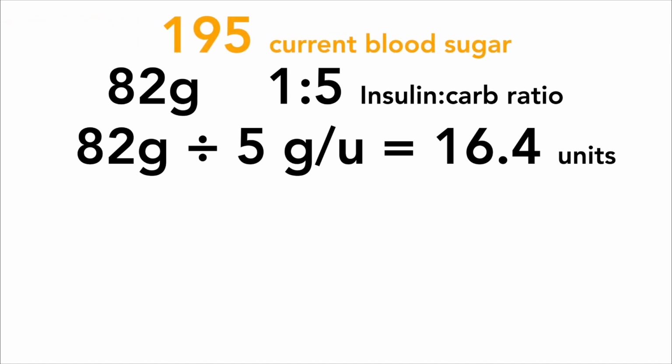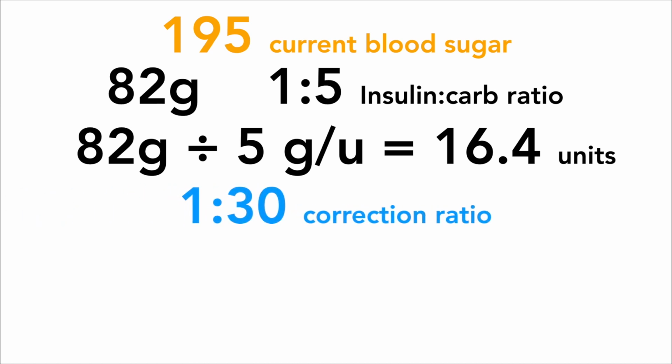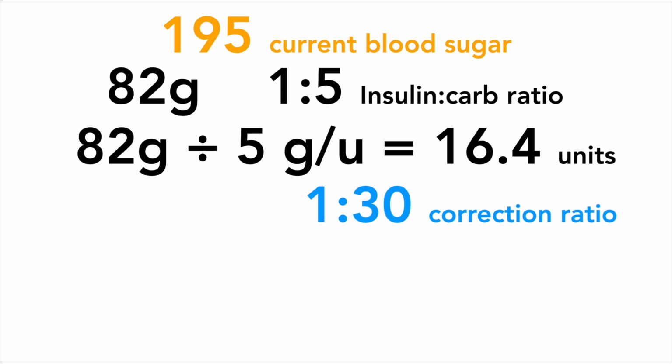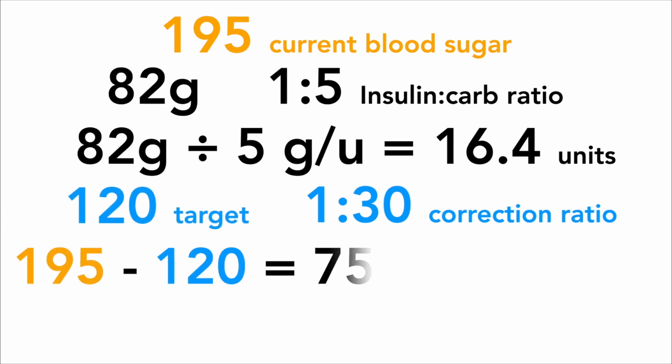But wait, it looks like our blood sugar is currently 195. I guess that soda earlier raised it more than we had expected. So, what do we do to account for the fact that we are going into this meal with a blood sugar that is already high? We use our correction ratio again. Okay, to use this correction ratio, we're going to take the current blood sugar and subtract the target blood sugar. Since we're now correcting for a higher reading, we subtract the target instead of subtracting the current blood sugar.